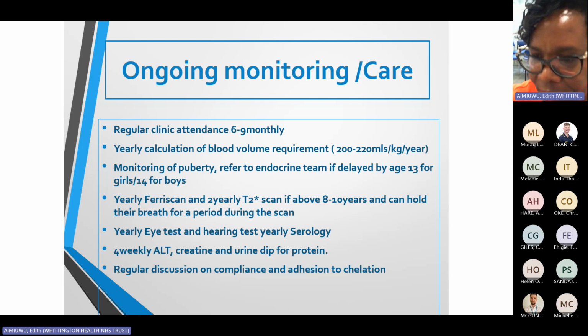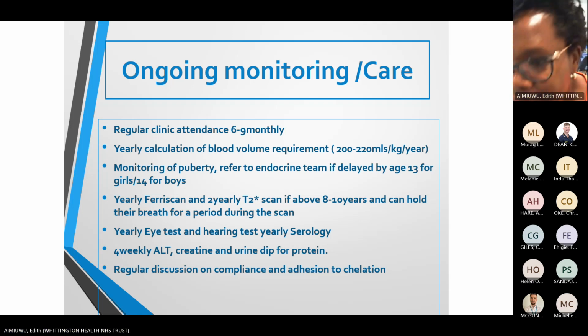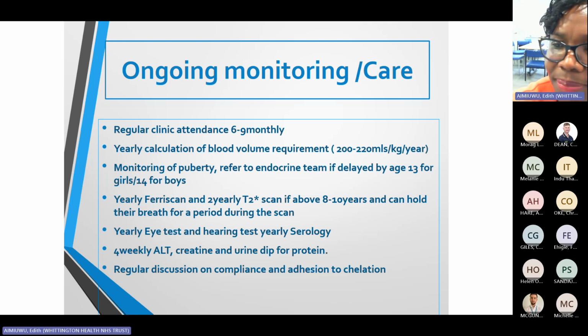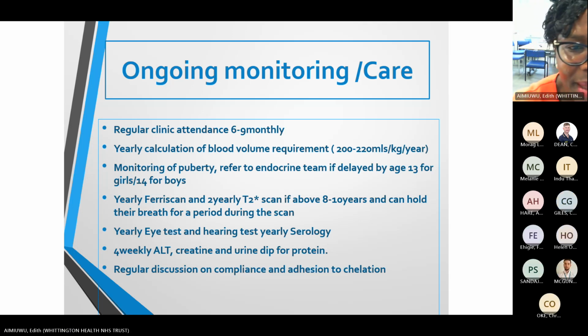Okay, is that all? No, it's finished. I was going to say, any other questions for Edith before we let it go? Okay. I think that is it for now.